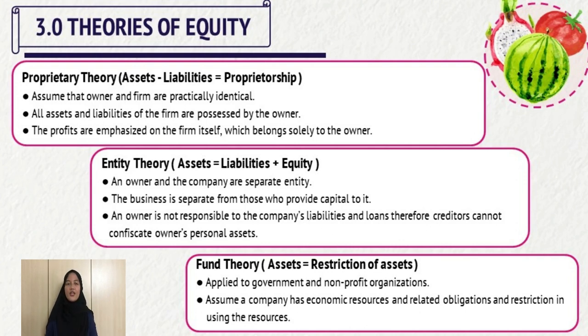And the third theory is fund theory, which highlights a group of assets and related obligations and restrictions governing the use of assets, called a fund. Each fund has its assets restricted for designated purposes. That is why the accounting equation for this theory is assets equal restrictions of assets. This theory is primarily useful for government and non-profit organizations. Next, I will pass to Rosalia as she will explain to all of you about the components of equity.